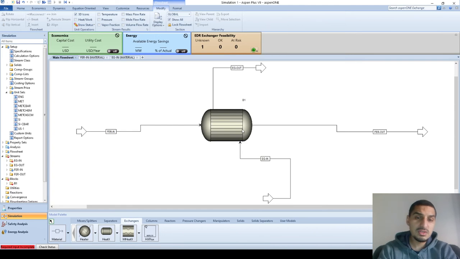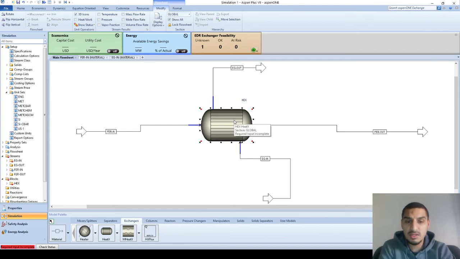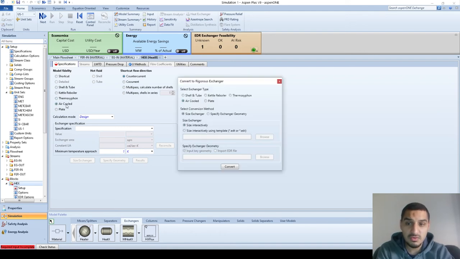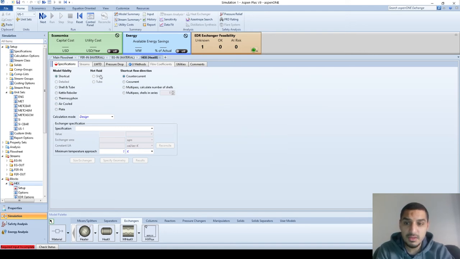Now we should just go into the heat exchanger and see what information we need to provide. So when we double click on it, you will see that it is first asking what the model fidelity is. It is asking if you want to do shortcut calculations, or shell and tube, or kettle, thermosiphon, air cooled, or whatever. All of these are rigorous calculations, and this is the only shortcut method. So we will go for shortcut for this video.